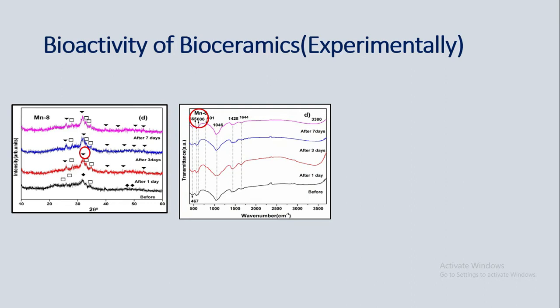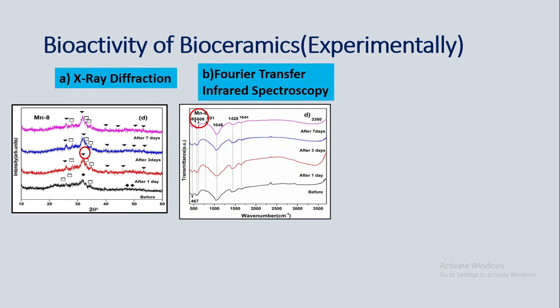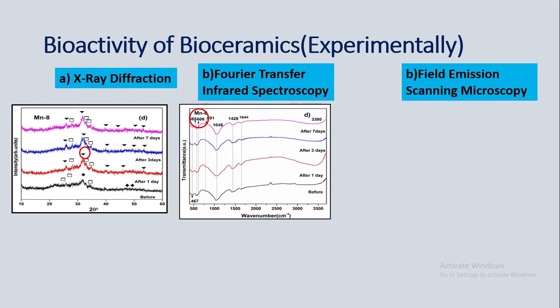Today in this talk I am going to discuss the bioactivity of bioceramics experimentally. How do we determine the bioactivity of bioceramics? First by X-ray diffraction, another by Fourier transform infrared spectroscopy, that is FTIR, and another by field emission scanning electron microscopy, that is FESEM.